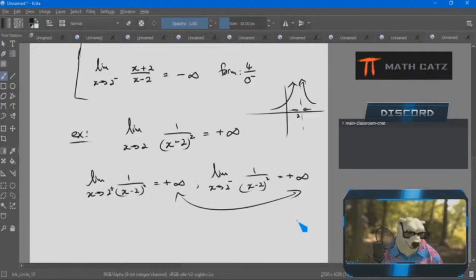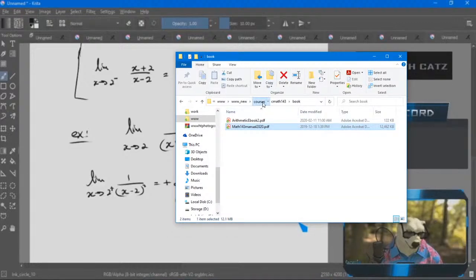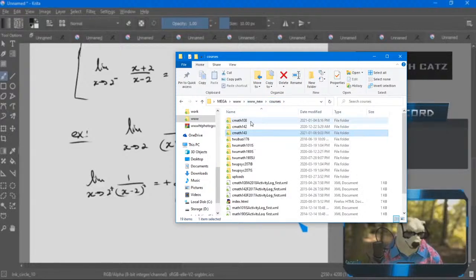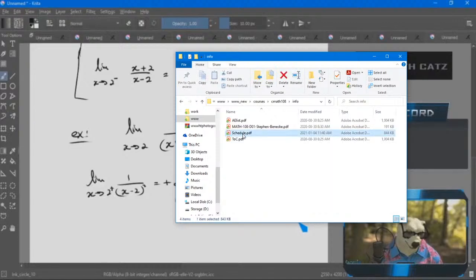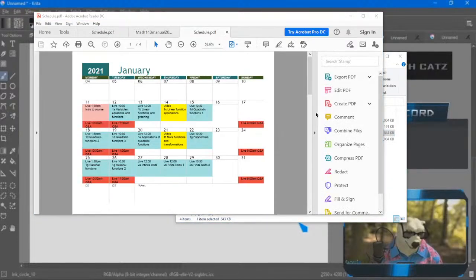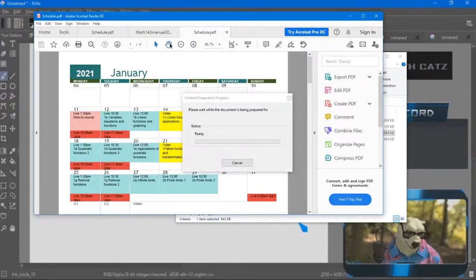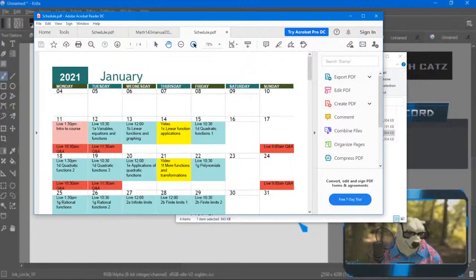All right. How do we feel about limits and one-sided limits? Let me get our schedule open to see where we're at. Yeah, I want to look at both. I'm going to look at both. Okay, let's zoom in here for our schedule.